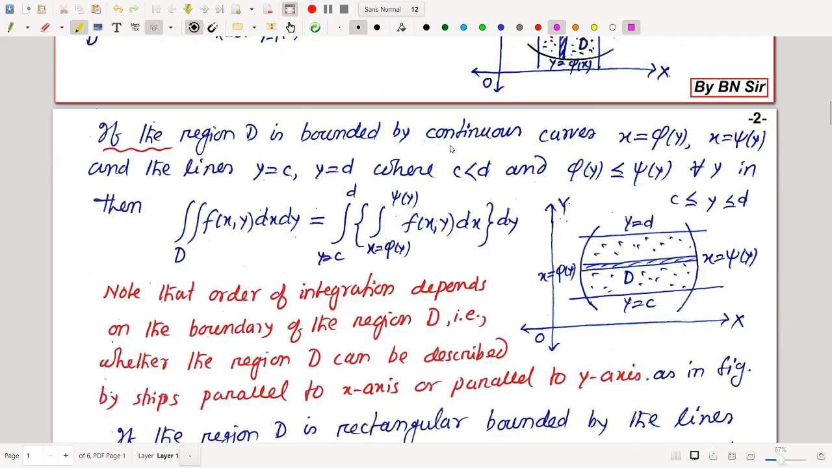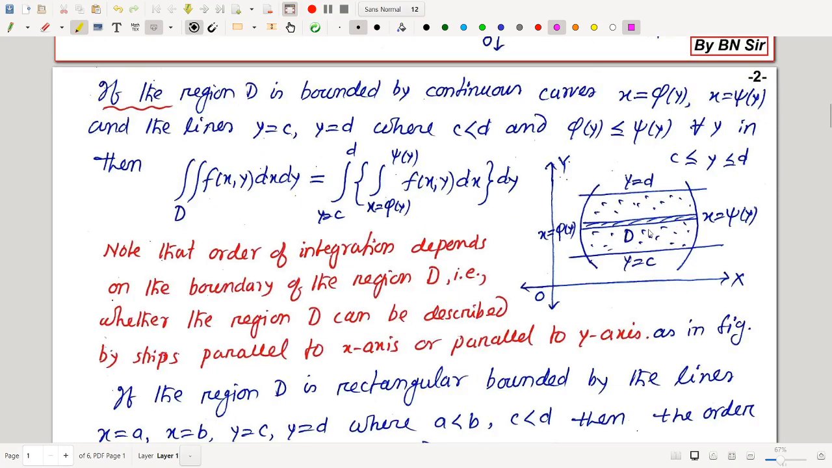Now if the region D is bounded by continuous curves x equal to phi y, x equal to psi y, and the lines y equal to c, y equal to d, where c is less than d and phi y is less than or equal to psi y for all y in the interval c less than or equal to y less than or equal to d. If the region is like that, with y equal to c and y equal to d two lines parallel to the x-axis and two curves, one to the left and one to the right, x equal to phi y less than or equal to psi y, meaning x equal to psi y is to the right. So the boundaries of the region D are like that.